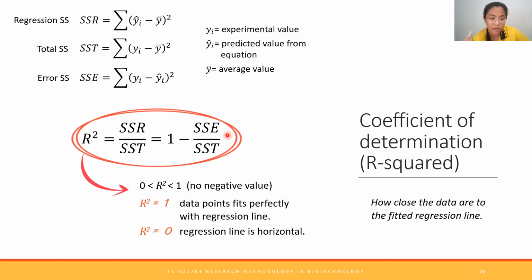Okay, and R square equal to 0. The only thing that could happen is the regression line is horizontal.